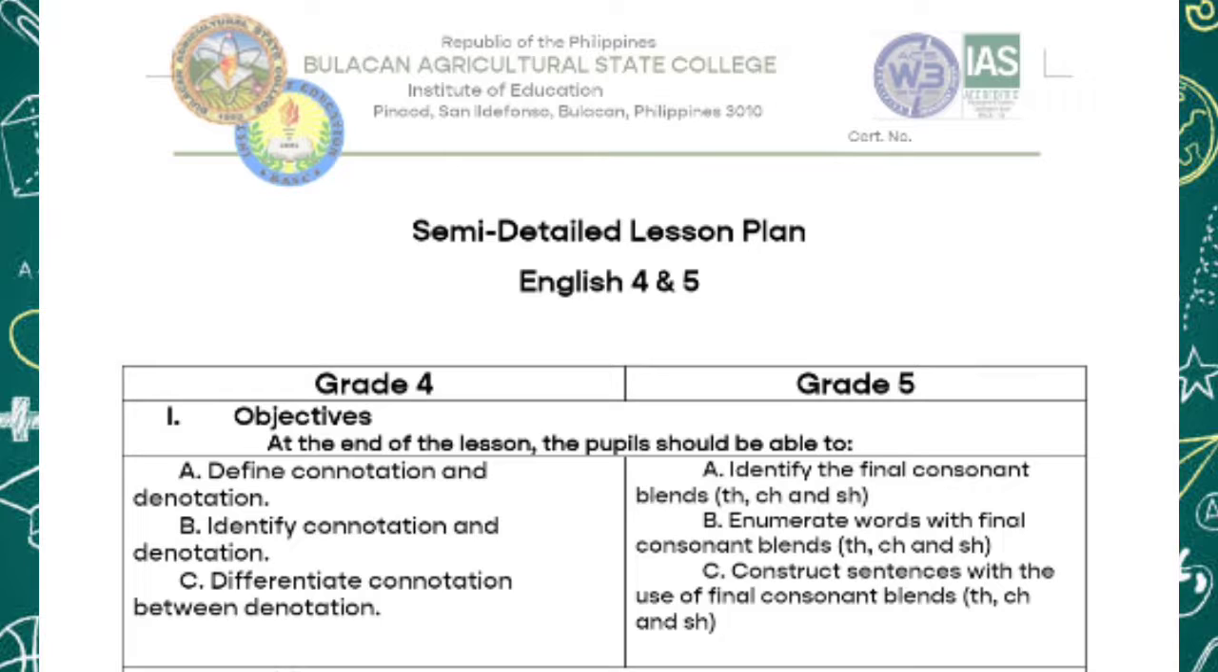In the grade 5 column, the objectives are: at the end of the lesson, the pupil should be able to A. Identify the final consonant blends, which are TH, CH, and SH. B. Enumerate words with final consonant blends TH, CH, and SH. And C. Construct sentences with the use of final consonant blends TH, CH, and SH.